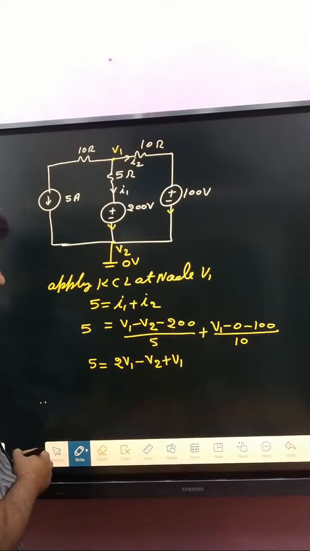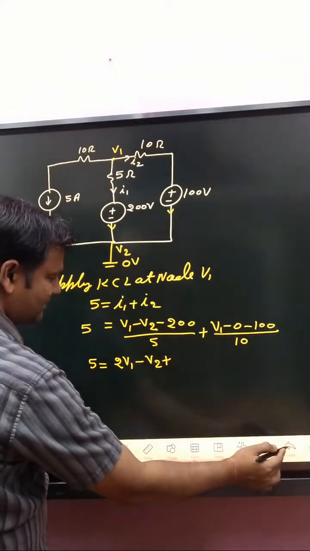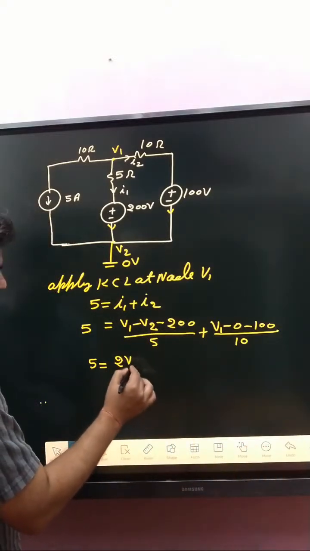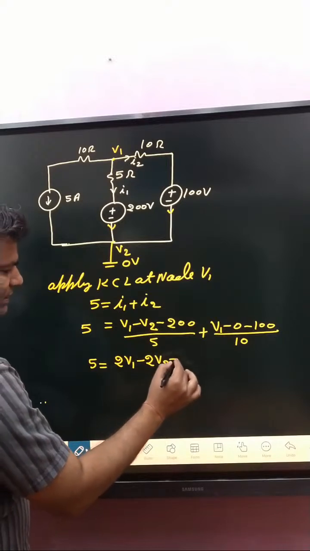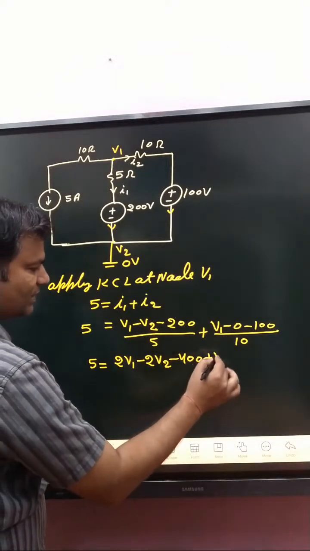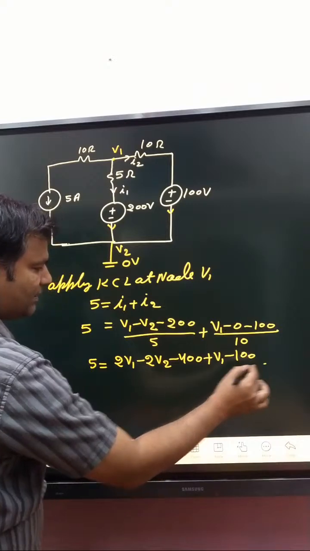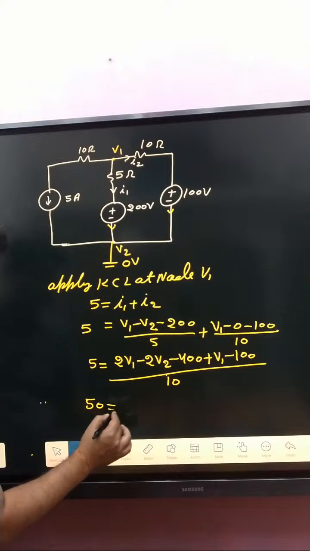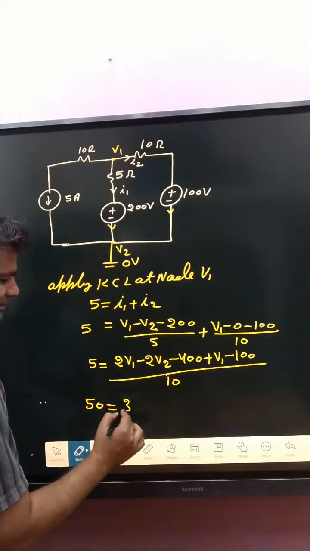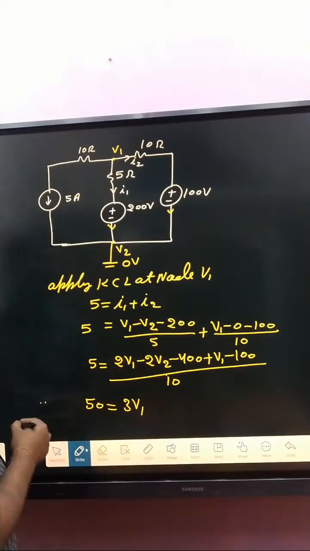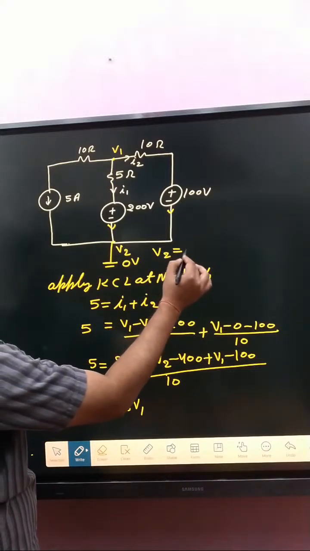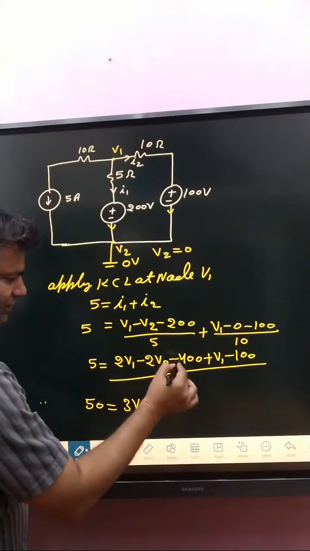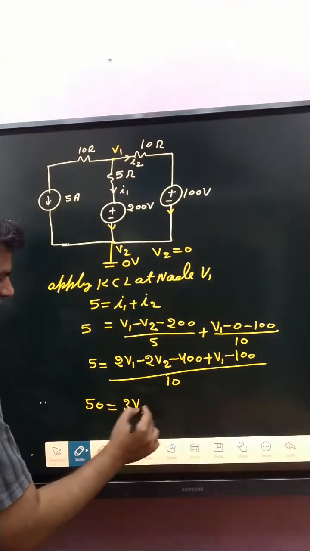okay. If you take the LCM, basically multiply by 2, so 2V1 minus 2V2 minus 400 plus V1 minus 100, divided by 10. So that is 50, this is equal to 3V1. And what about V2? V2 is basically 0. We have taken a reference node, that's why 0. Put here V2 0. So 400 plus 100, that is 500.